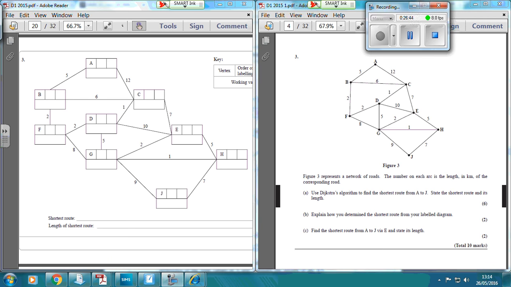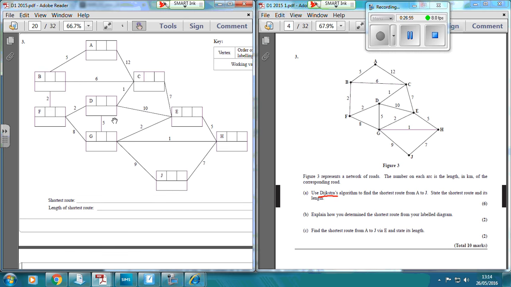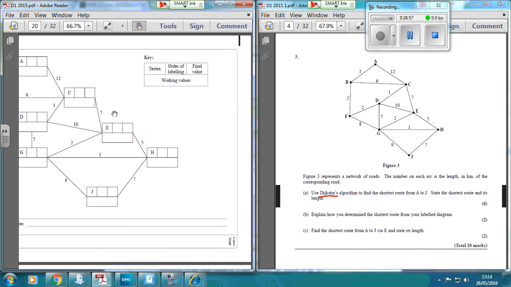Right, the next one is a Dijkstra's algorithm to find the shortest route from A to J. So what we do is, if we have a look at this one here, this is what's got to go in all of the boxes. So you've got the vertex, which is given to you, the order of labeling, the final value, and the working value.